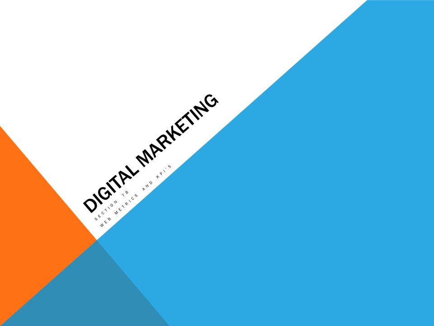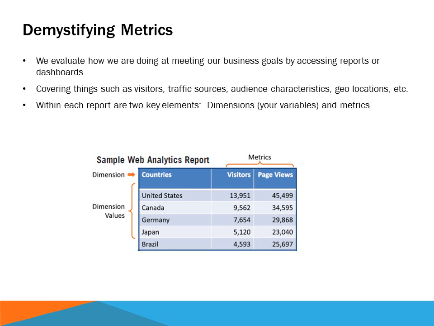All right, let's talk about part 2 here, web metrics and KPIs before we get into the Google Analytics reports. So we evaluate how we're doing and meeting our business goals by assessing our reports and our dashboards, which will cover things such as visitor, traffic sources, audiences, locations, etc. And within our reports, there's really two key elements. You've got your dimension and you have your metric. So our dimension might be countries, for example, or sources, and then our metrics might be visitors, page views, bounce rate, time spent.